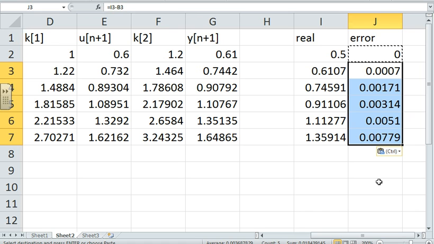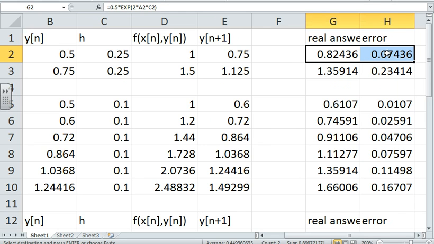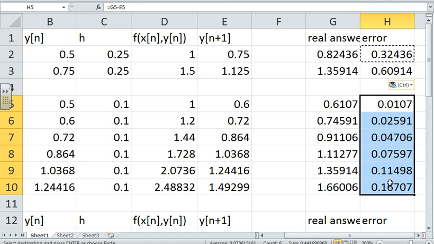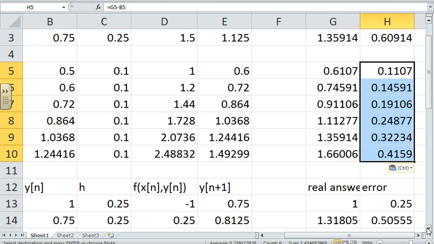Oh, that's much better. All right, so that begs the issue, did I do the error wrong on the other page? And the answer is probably yes, I probably did. This should be G2 minus B2. Copy, paste. All right, so that looks like a much better error correction, and we better do it down here too.